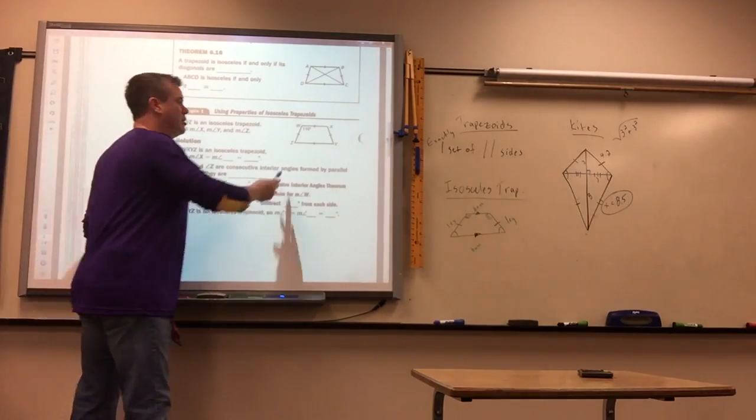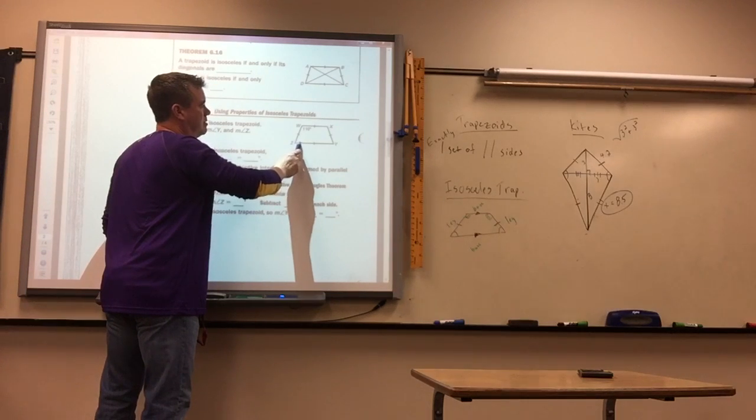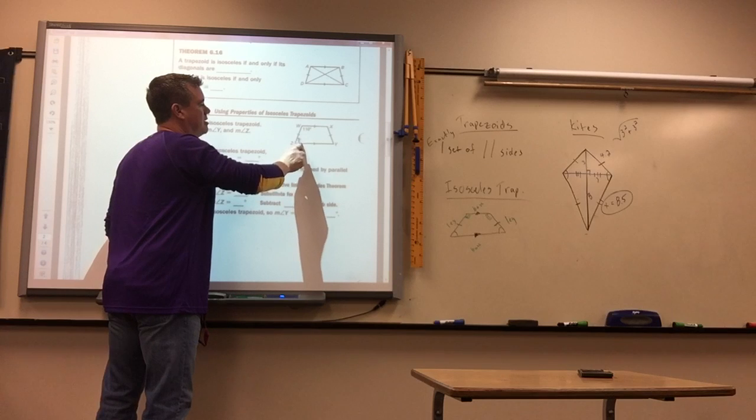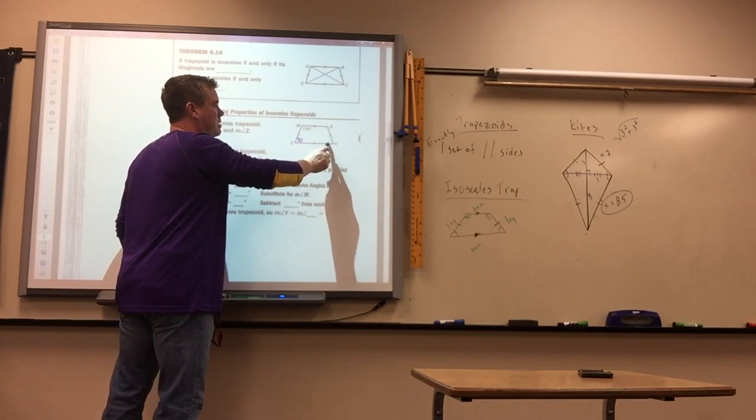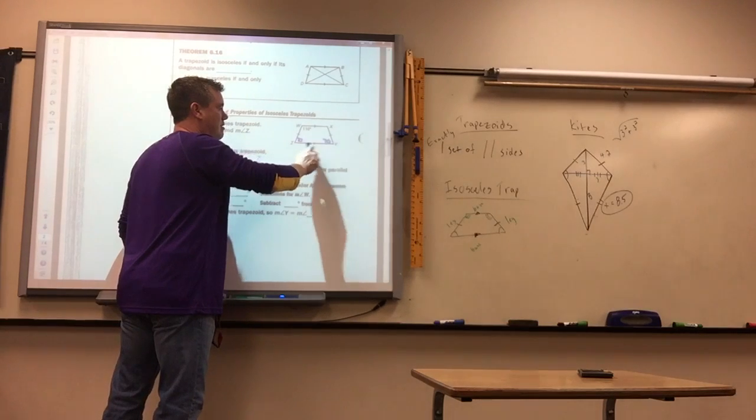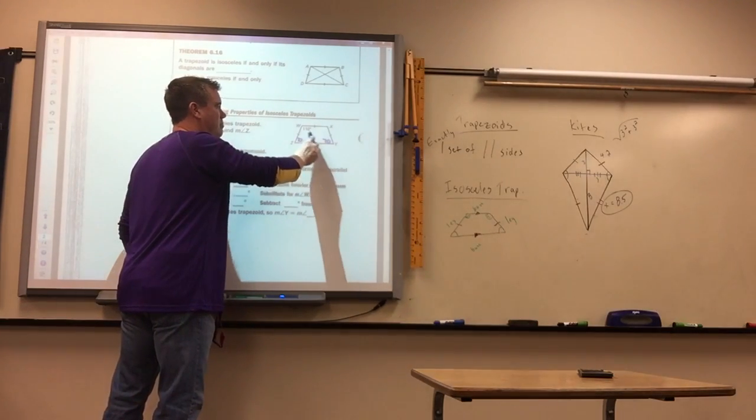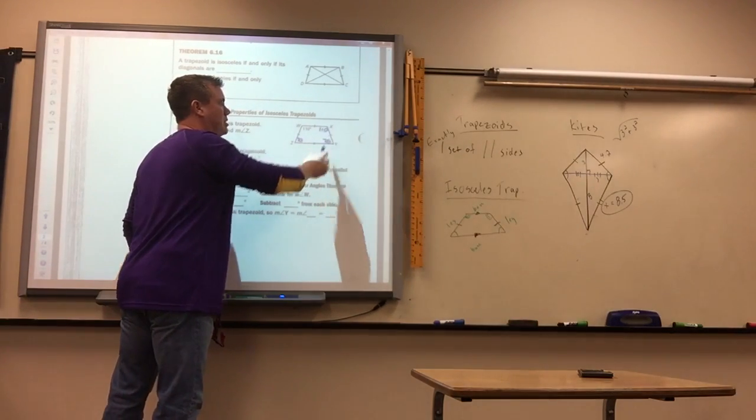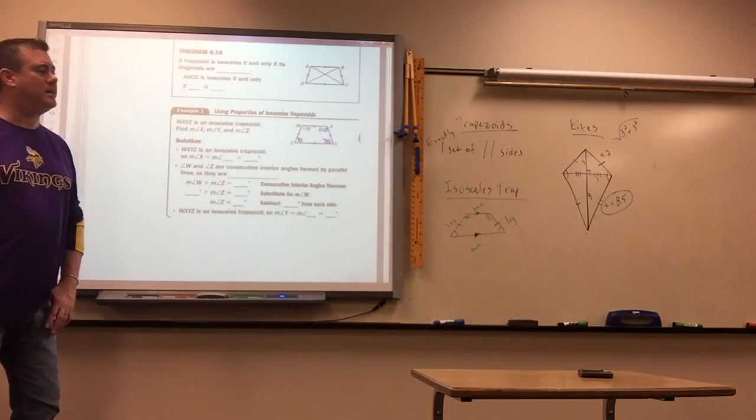So to find this angle, what would this one have to be? If that's 110? 70, because they gotta add up to 180. And since it's isosceles, what would this be? 70, because the base angles are the same, and this would be 110. Okay?